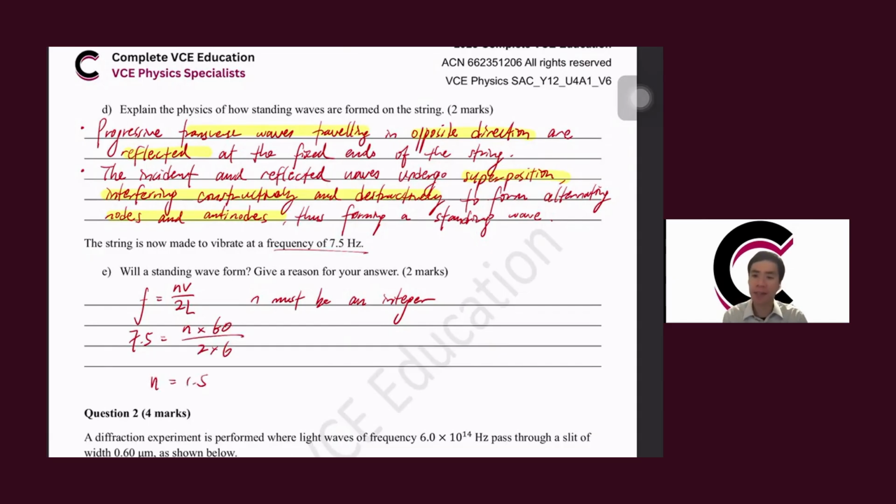Okay, now you reason why a standing wave can't form, right? Because n must be an integer. So that's one mark on the left-hand side. Another mark is your explanation: n must be an integer for a standing wave to form. Now it's not, so a standing wave can't form because n is not an integer, right? So you must mention a standing wave can't form, wouldn't form, as n is not an integer.